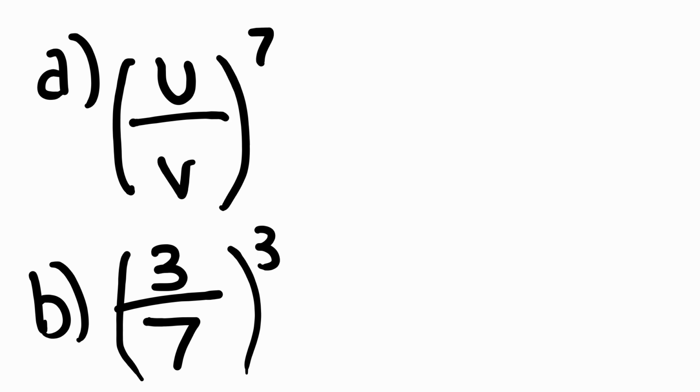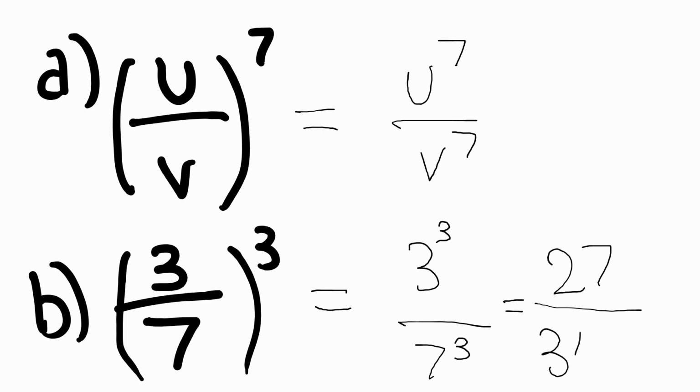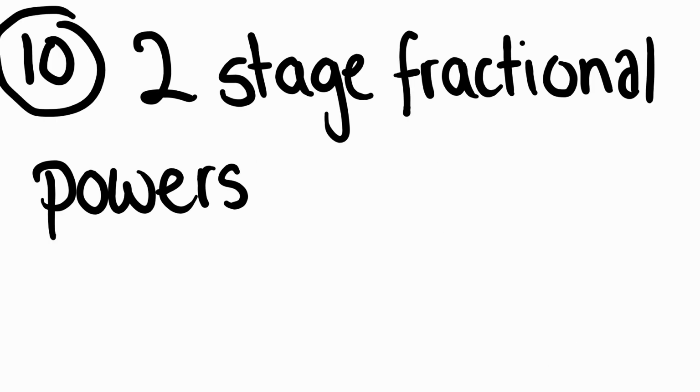So I want you to do this by yourself. Okay, so u over v in brackets, and then you have the 7 up here. So it's u to the power of 7 and v to the power of 7. So that is 3 cubed over 7 cubed. 3 cubed is 27, and then 7 cubed is 343.